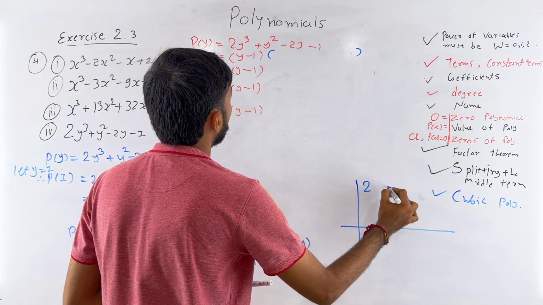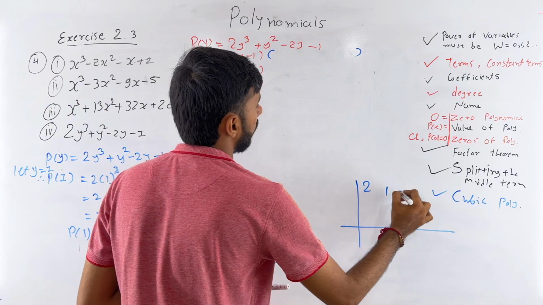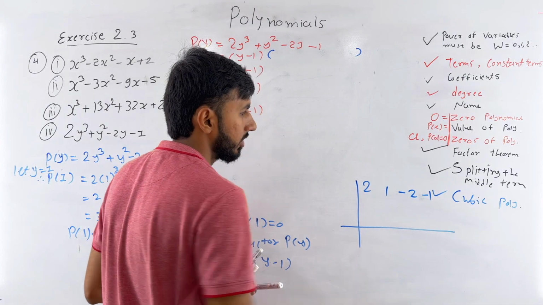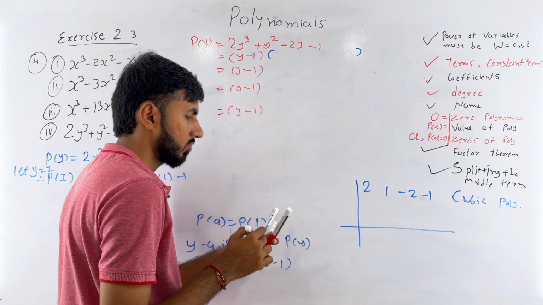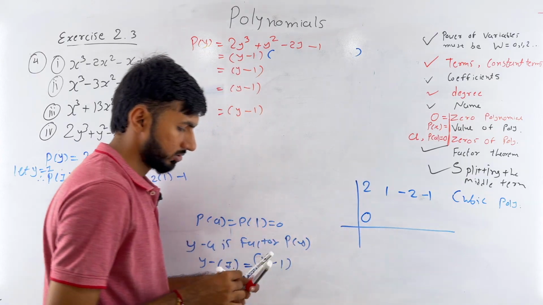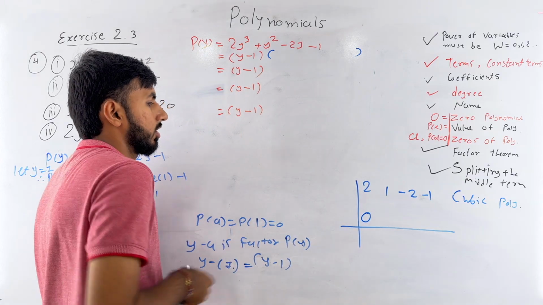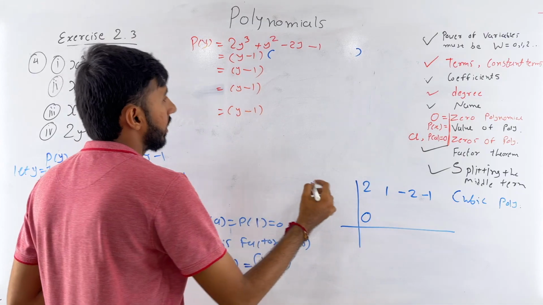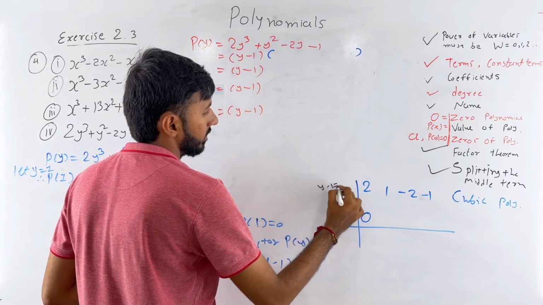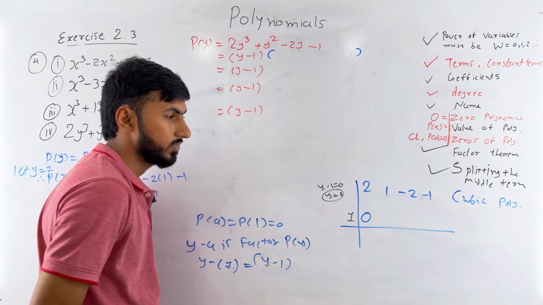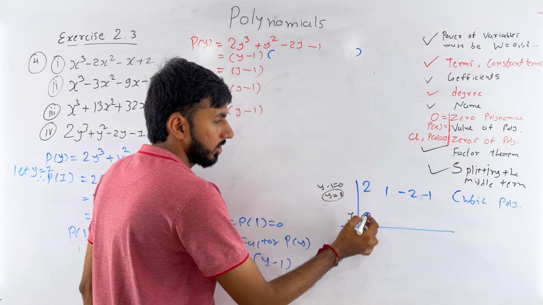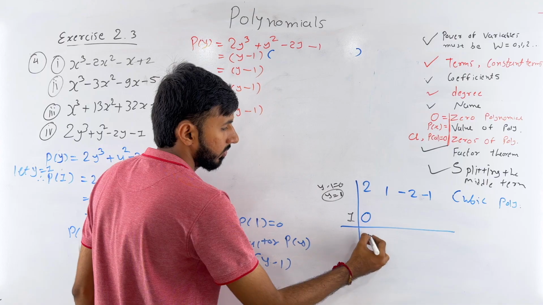The coefficients of the cubic polynomial are 2, 1, minus 2 and minus 1, right? 2, 1, minus 2 and minus 1. Now I have to write 0 here always. Now here what I have to write, I have y minus 1 here, right? So y minus 1 equal to 0, y equal to plus 1. So write plus 1 here. Now just do addition for 2 and 0. My answer will be 2.